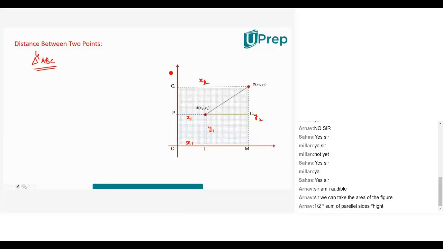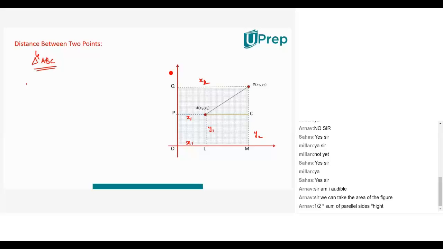What type of triangle is ABC? C is this perpendicular. Maybe to keep the diagram clear, I'll remove this Y2 and mark it a little lower. What type of triangle is ABC here? Clearly a right angle triangle because I dropped the perpendicular from A onto the line BM. In the right angle triangle, just these two calculations, if you understand, the next line is your answer.